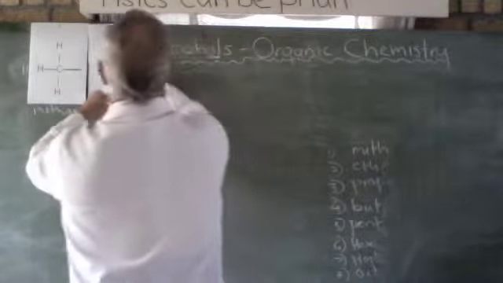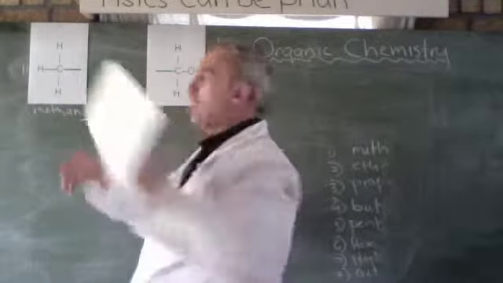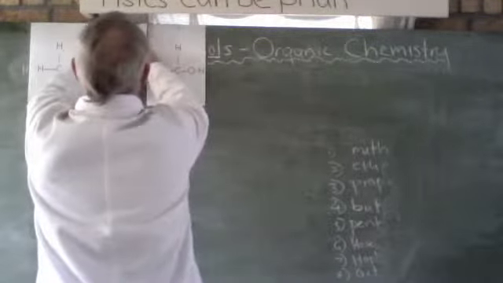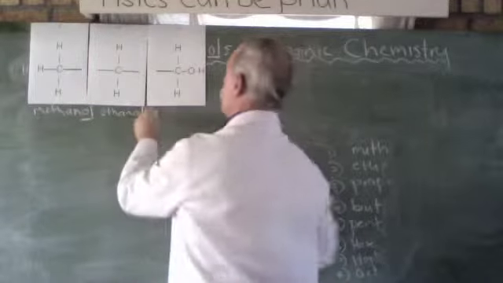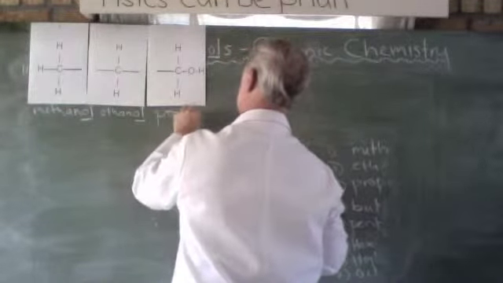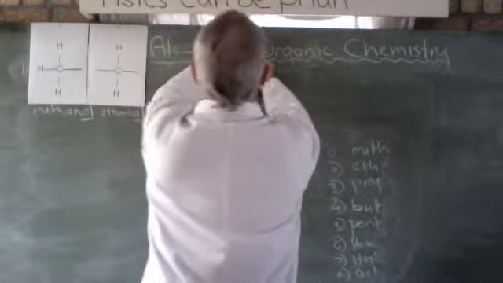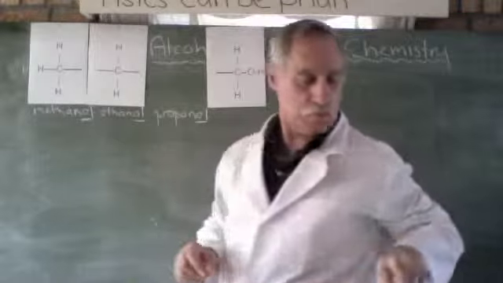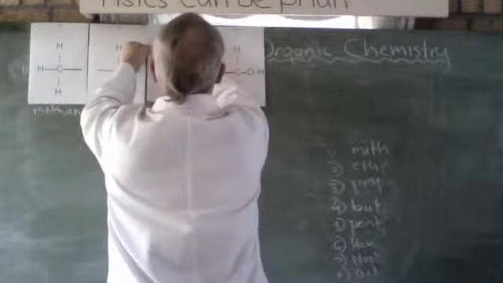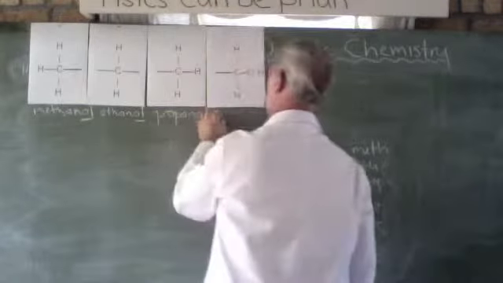There's our OH on the end of the chain. And then if we were to move it one up and have another carbon, 3-carbon propanol, propane, ol. And let's make a 4-carbon alcohol. What would that be? Butanol.